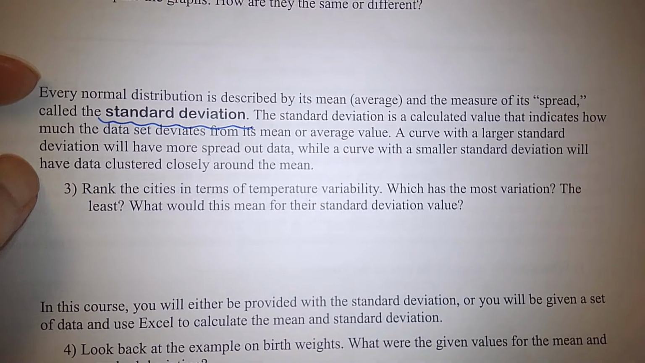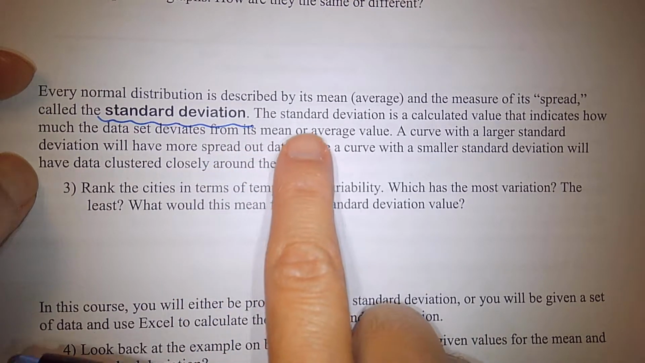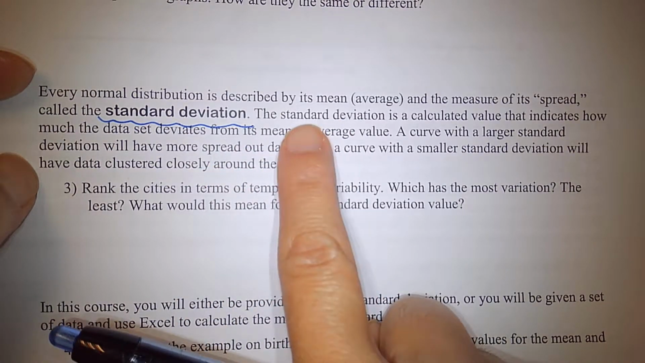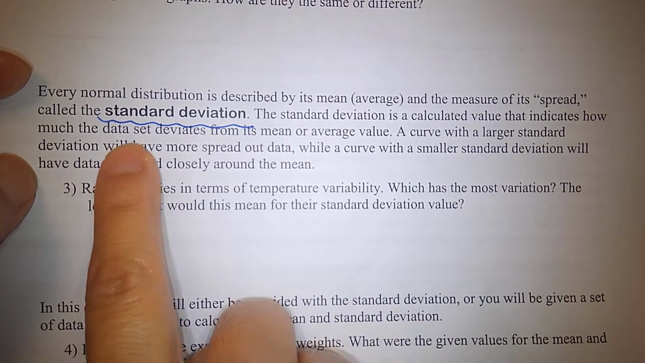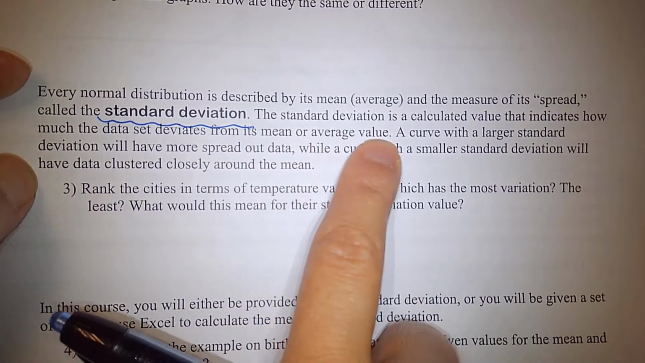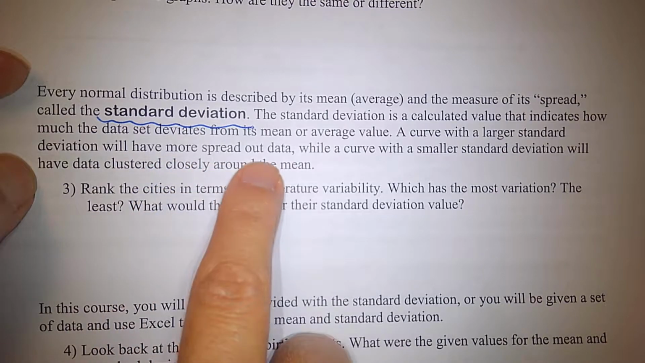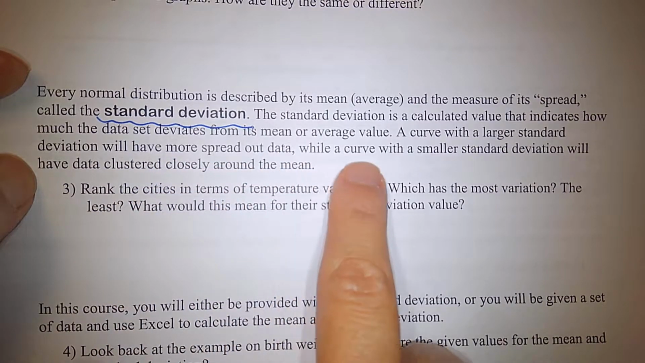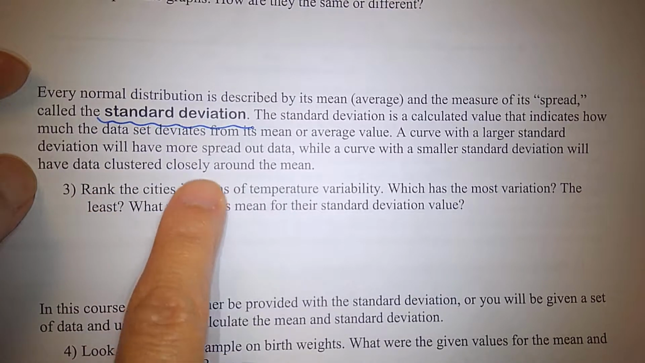Damon: Every normal distribution is described by its mean, or average, and the measure of its spread, called the standard deviation. Standard deviation is a calculated value that indicates how much the data set deviates from its mean or average value. A curve with a larger standard deviation will have more spread out data, while a curve with a smaller standard deviation will have data closer to the mean.